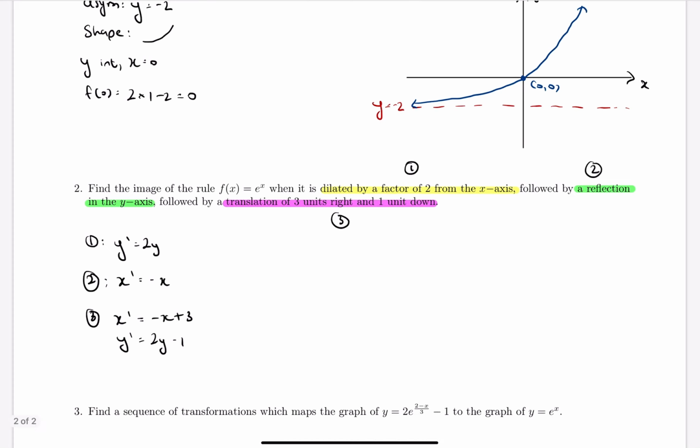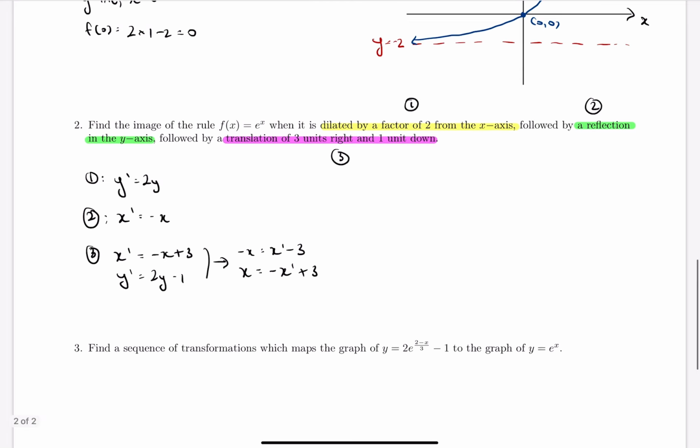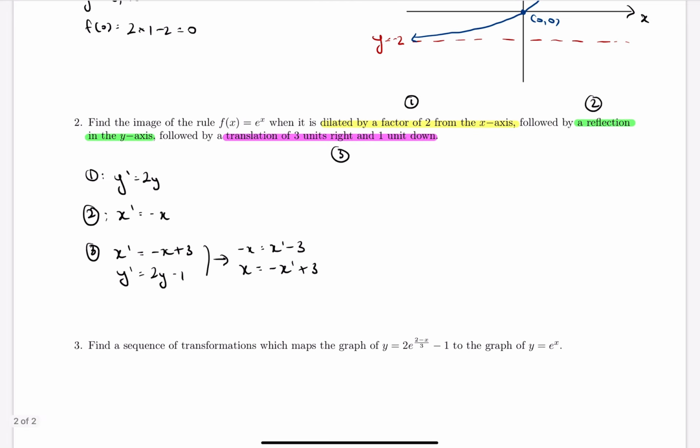We want to rearrange this. We get minus x equals x prime minus 3, which means that x equals minus x prime plus 3. Okay, so that's the first one. And then for the second one, we get 2y equals y prime plus 1, which means that y equals 1/2 of y prime plus 1.